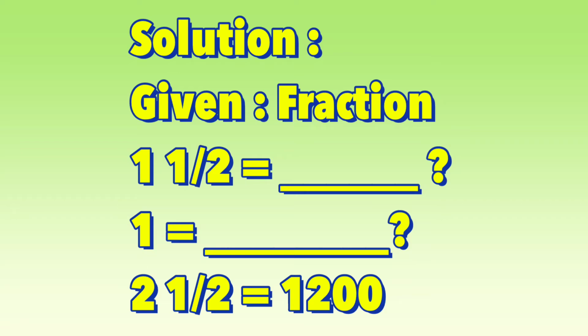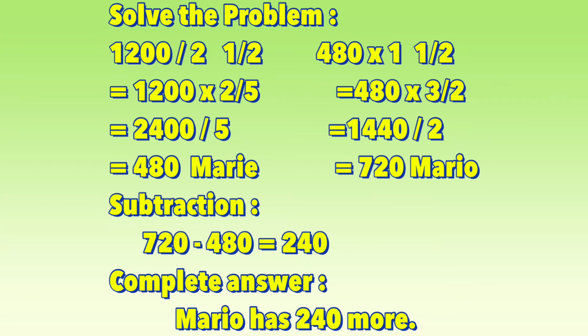Our solution, given, then we have to write two columns, one for the fraction and one for the amount. Then the fraction given is 1.5 for Mario, and 1 for Marie, a whole number. And we're going to add the fractions with a total of 2.5, and the total amount is 1,200. And we're going to find the 1.5 share of Mario and the 1 whole share of Marie.